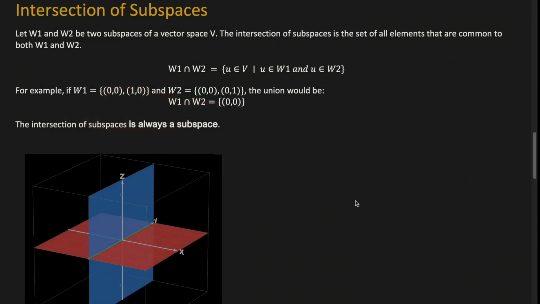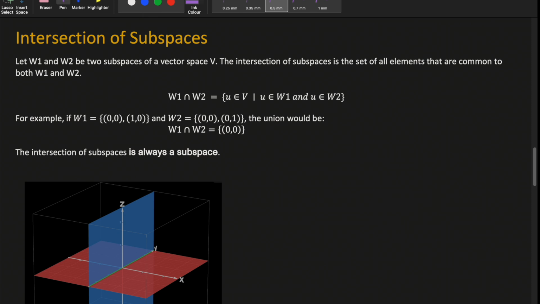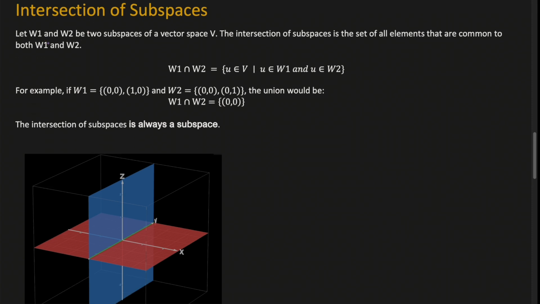Let's begin with intersection of subspaces. Let us suppose we are given two subspaces W1 and W2, and these two subspaces are of V. The intersection of subspaces contains all the elements that are common to both W1 and W2. So it is the same as the intersection of two sets we have studied in set theory, right? So the intersection of two subspaces is the same as the intersection of two sets.